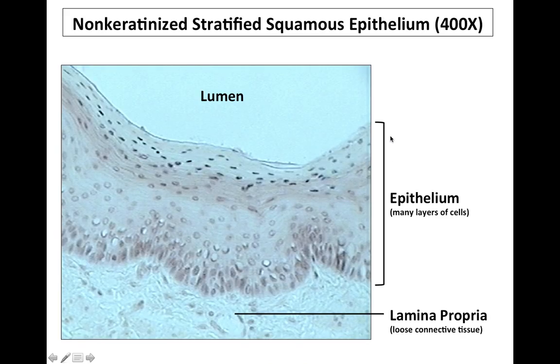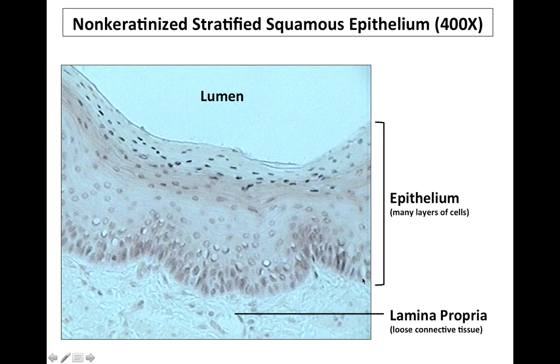The next type of stratified tissue we look at is nonkeratinized stratified squamous epithelium. So again, you can see in this image the lamina propria made of loose connective tissue sitting below, or basal, to the epithelium, and the epithelium itself is multi-layered, reaching all the way to the lumen.